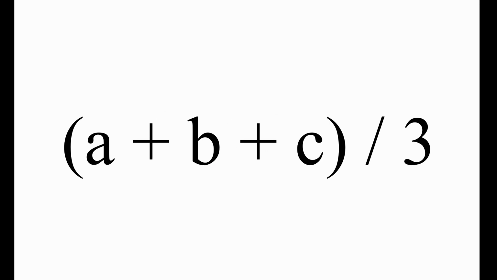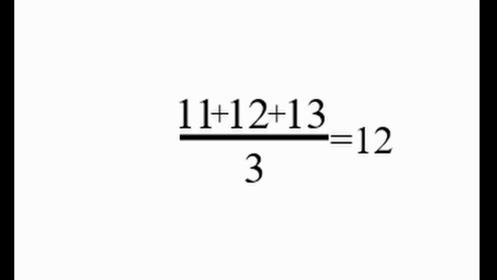Mean is simply a different word for average. What is average? Average is the sum of all points divided by the number of points. For example, in this list of 11, 12, and 13, 11 plus 12 plus 13, all divided by 3, equals 12, therefore making 12 the average.